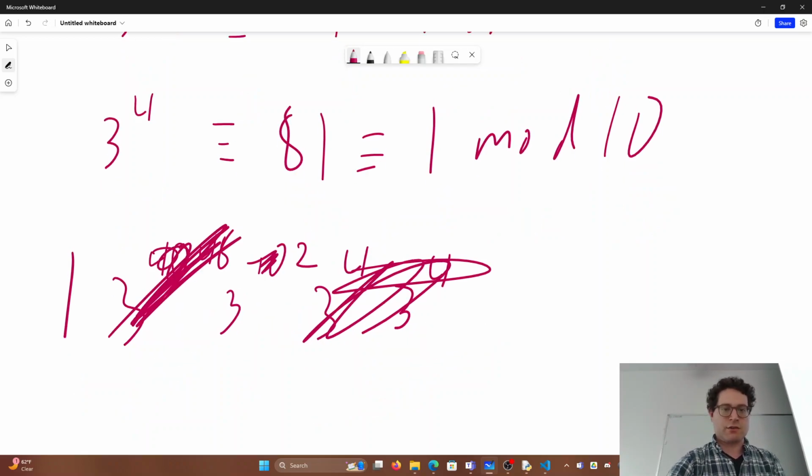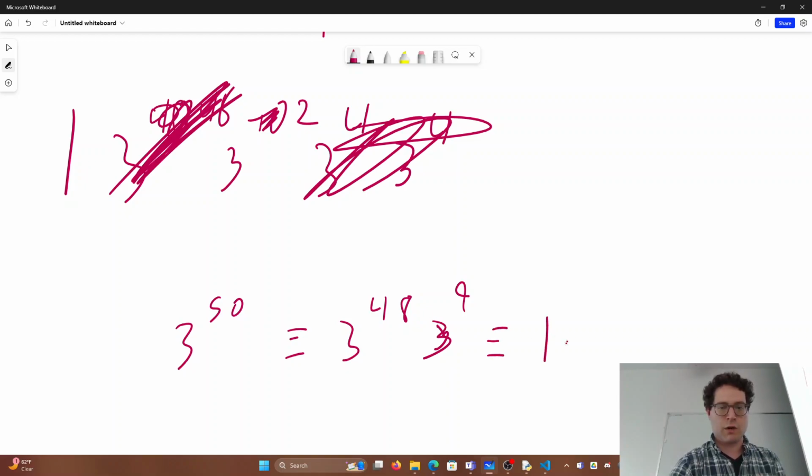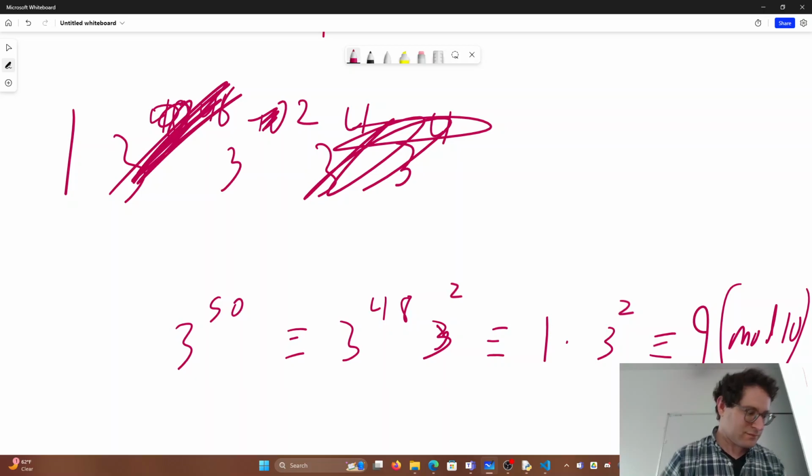So in other words, 3 to the 50th is congruent to 3 to the 48th times 3 squared, which is congruent to 1 times 3 squared, which is congruent to 9 mod 10. Make sense? Yeah. All right.